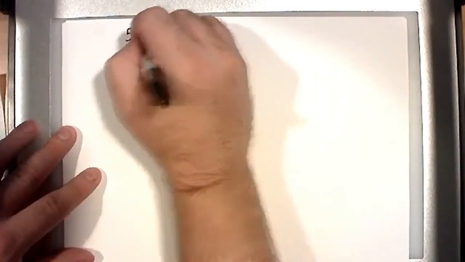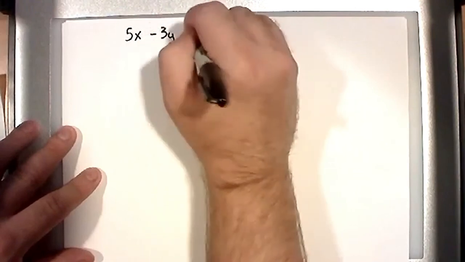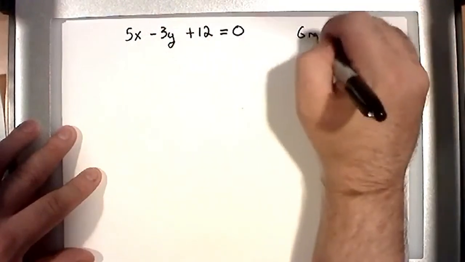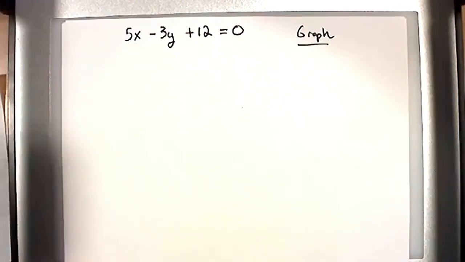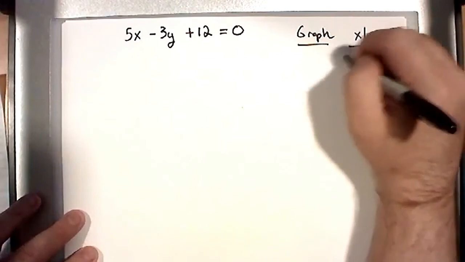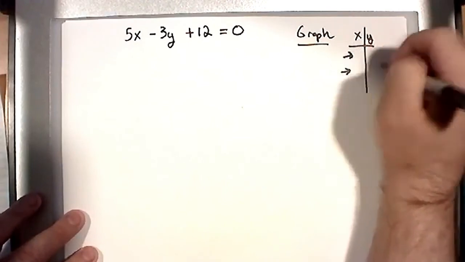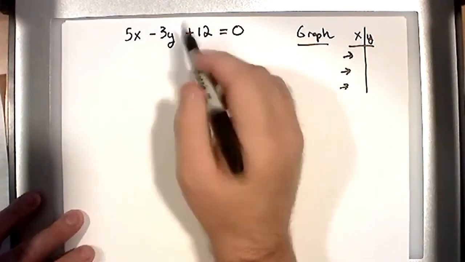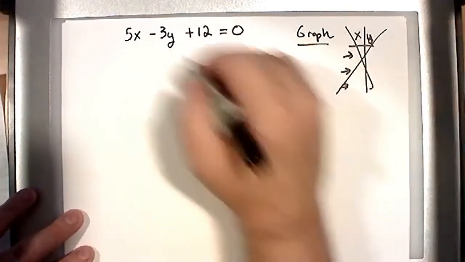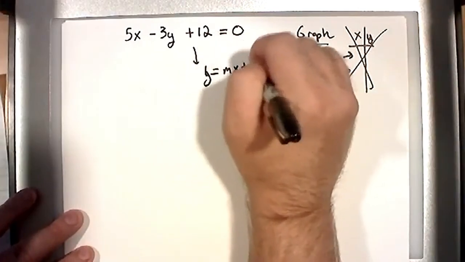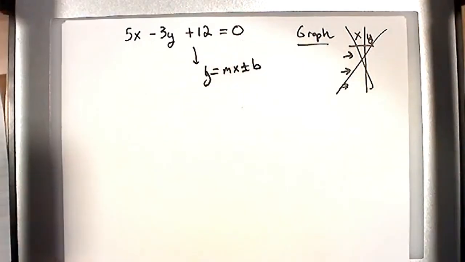So let's say I said 5x minus 3y plus 12 equals 0, and I just told you to graph it. Well, remember, you could just make a table. Like we just said, pick an x, plug it in, see what you get for y, and repeat. But that's a lot of solving work here. I'm not going to do that. I'm going to try to get this to look like y equals mx plus b, and then I'm going to graph it.